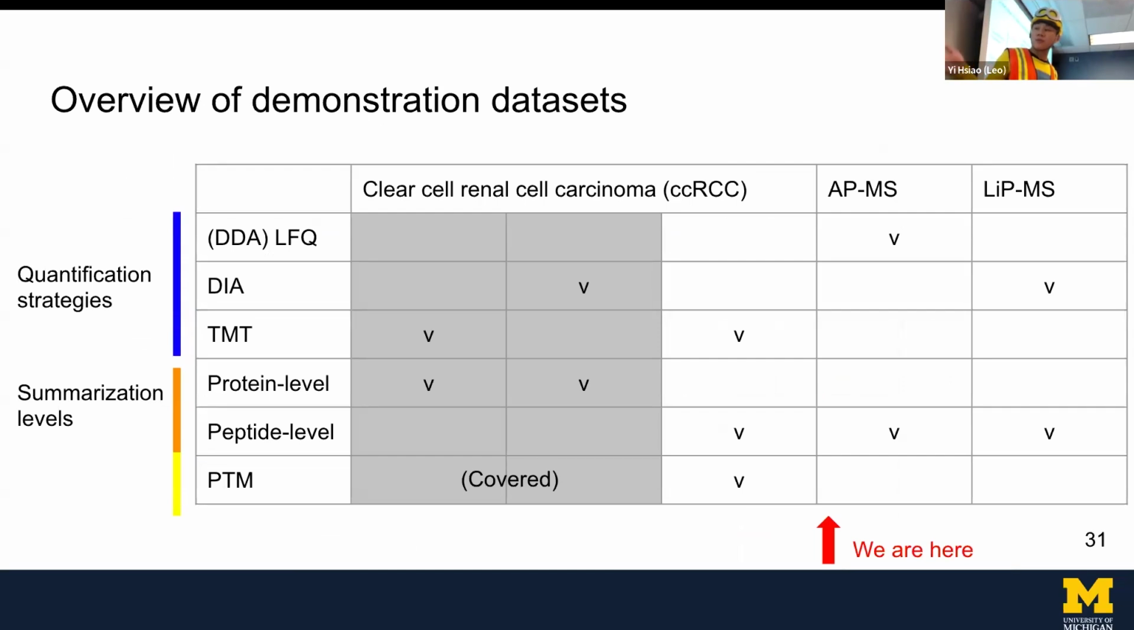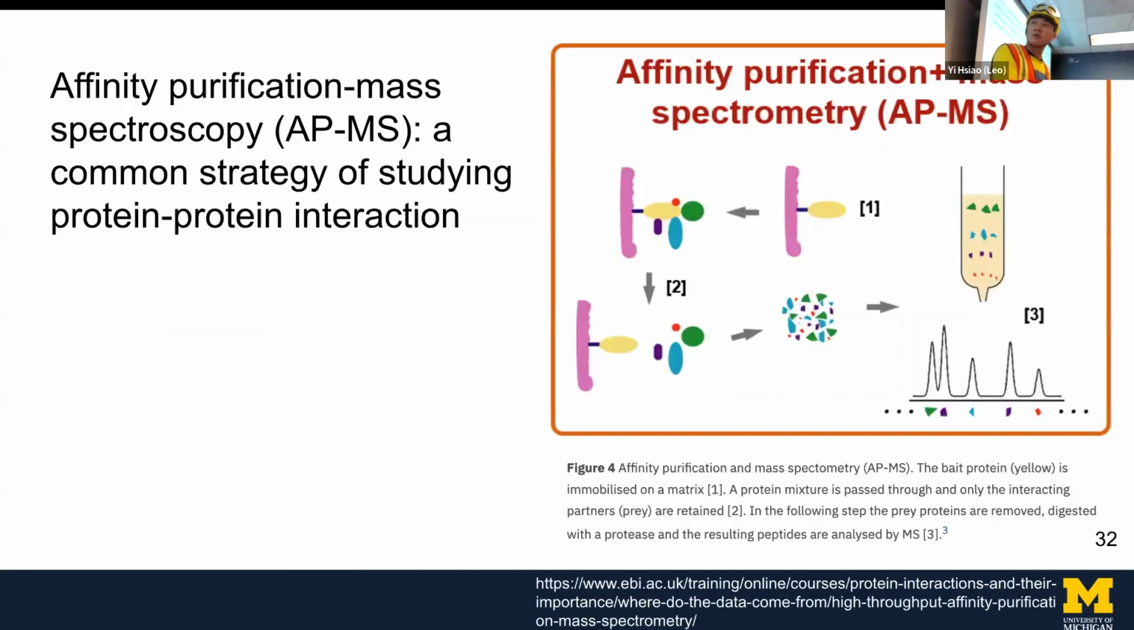So right now I have covered the first two examples. Here I need to jump a little far away from the clear cell renal cell carcinoma cohort. I'm going to introduce a different kind of mass spec technique: APMS. APMS is affinity purification mass spectrometry.